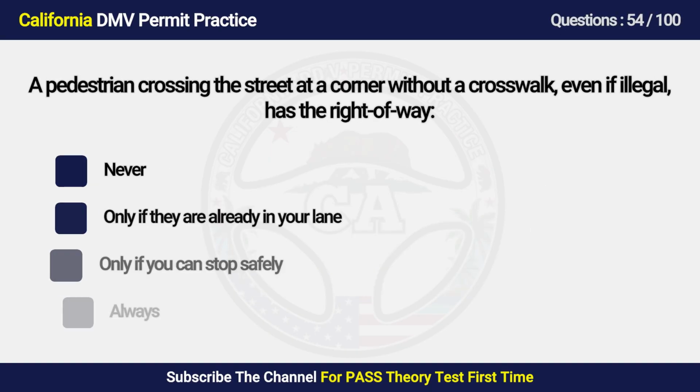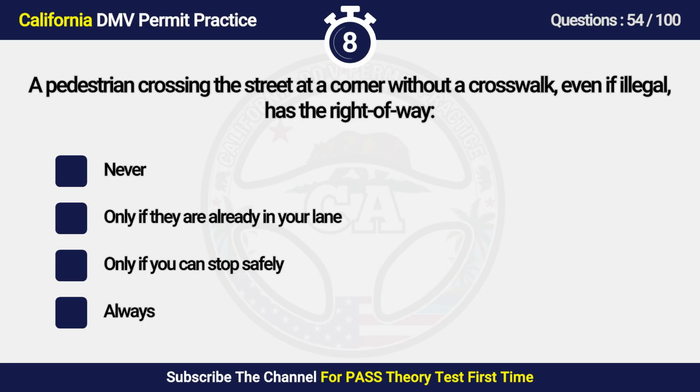Question 54. A pedestrian crossing the street at a corner without a crosswalk, even if illegal, has the right of way: A. Never. B. Only if they are already in your lane. C. Only if you can stop safely. D. Always. Answer is B. Only if they are already in your lane.